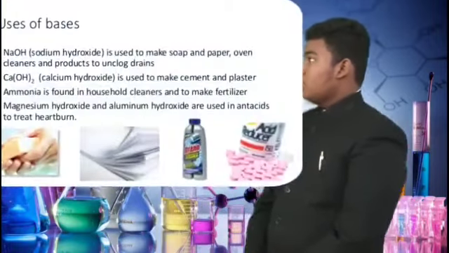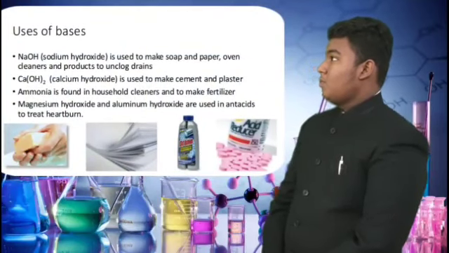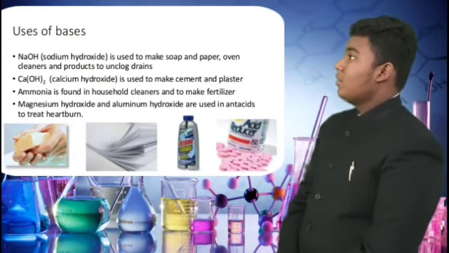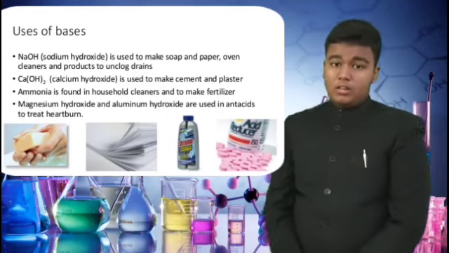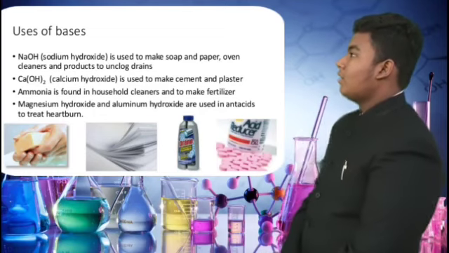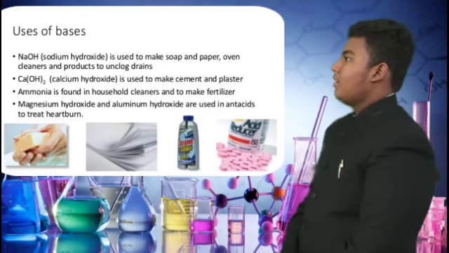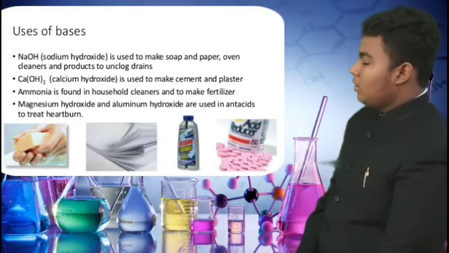Well friends, talking about the uses of bases. Sodium hydroxide, which is a base, is used to make soap and paper mainly, and it is also used to make products which are used to unclog drains. Secondly, magnesium hydroxide and aluminium hydroxide are found in antacids, which neutralize the effect of acids to prevent heartburn.